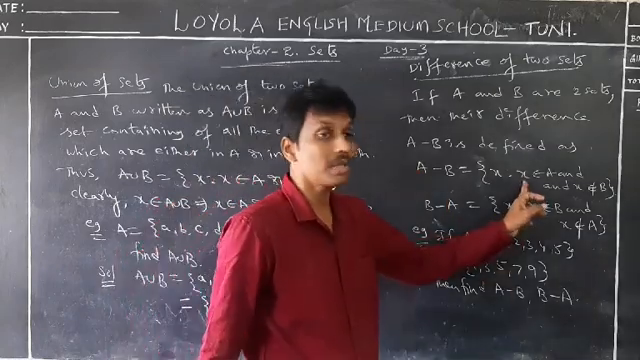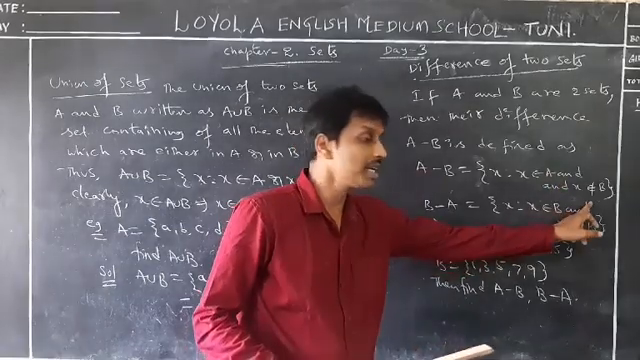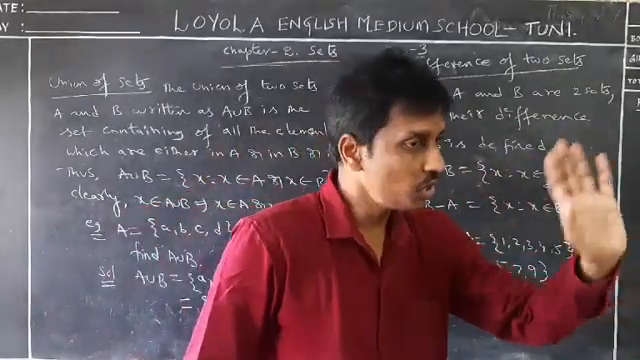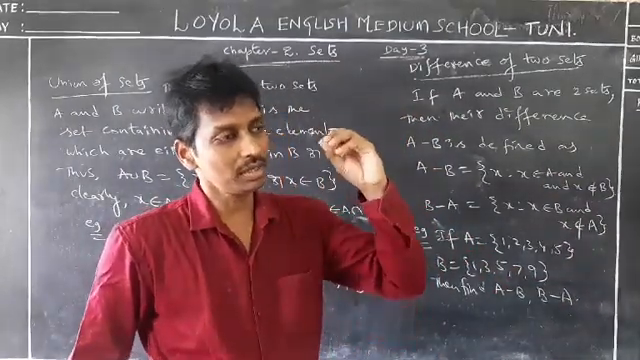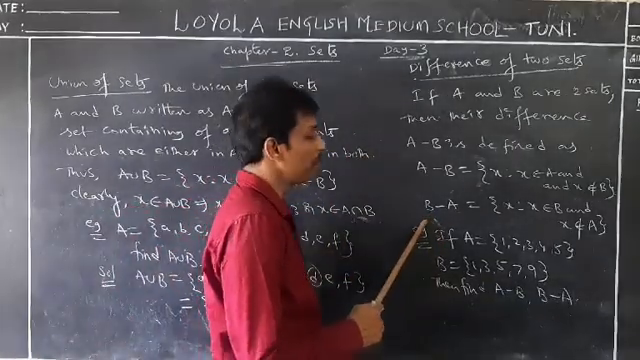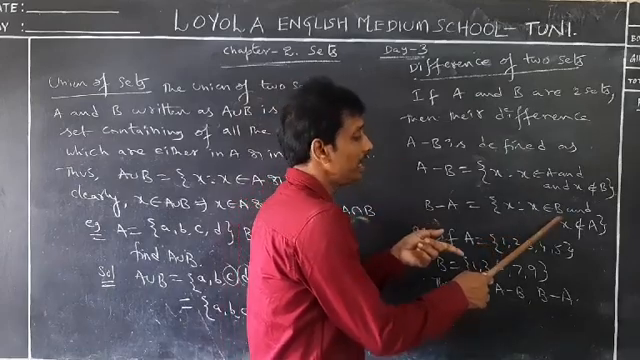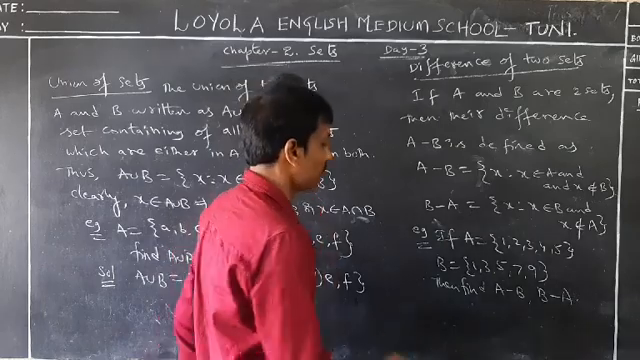That's why I am writing clearly: x must belong to A, and never belong to B. Even though some elements are left in the set B, we don't want to consider them. We should consider only the elements left in the first set. In the same way, when we do B minus A, x must belong to B, but should not come from A. Let me explain one example here.